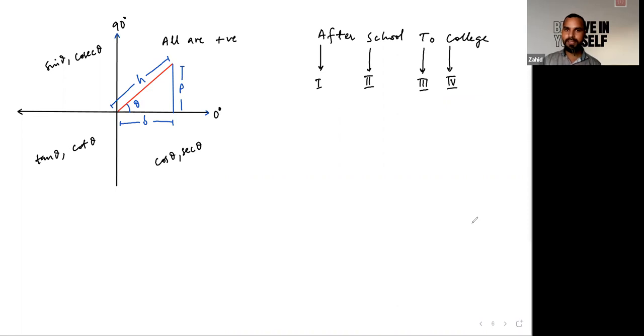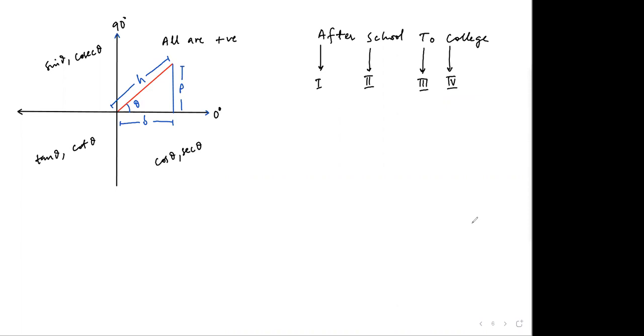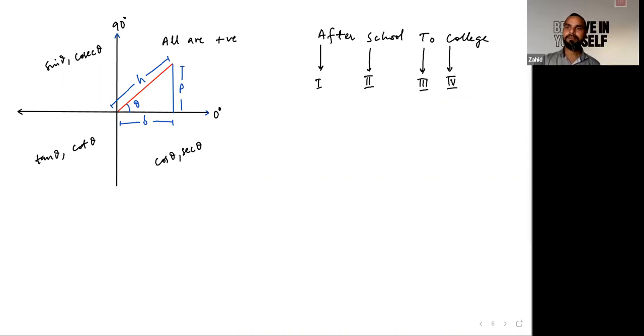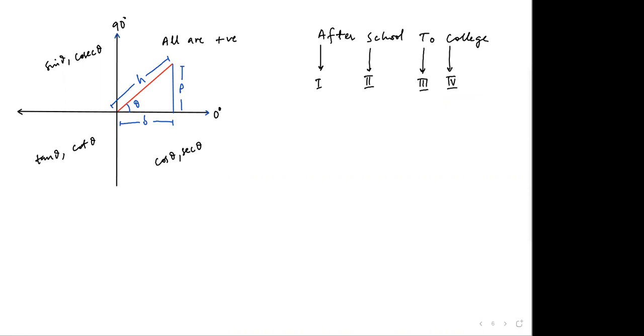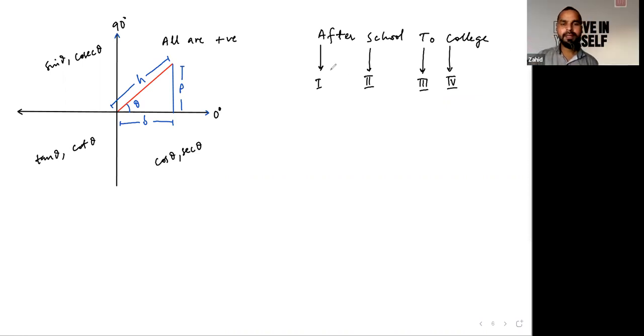Is it clear to this part? Yes, sir. Nabila, any doubt? Sir, can you explain it once again, please? The after school to college one.